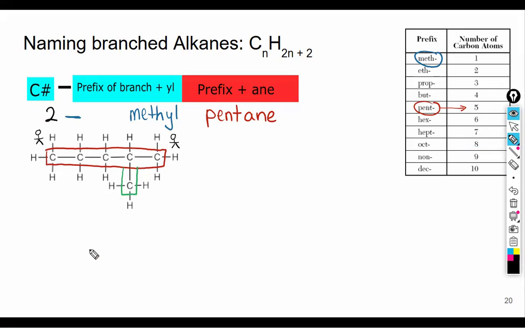So the whole name of this thing is 2-methyl, no space, and the word pentane. That's how you name a branched alkane, by following this format. I know you need more practice. Don't worry, I have plenty more practice questions, okay? Update your slides and we'll try another example.